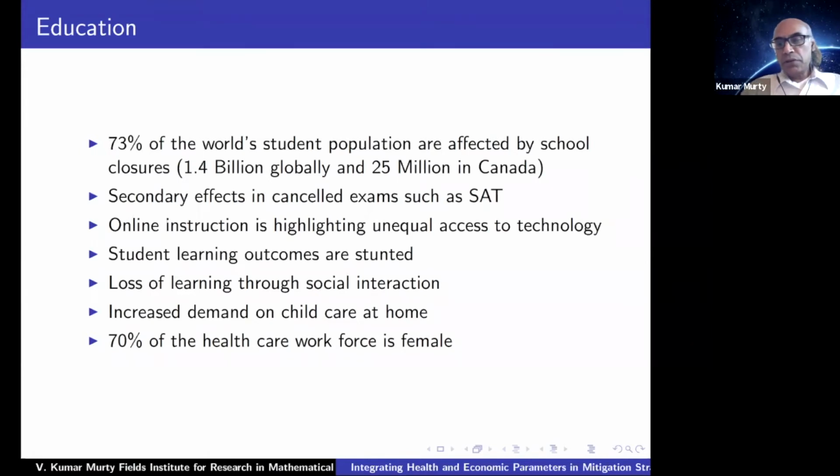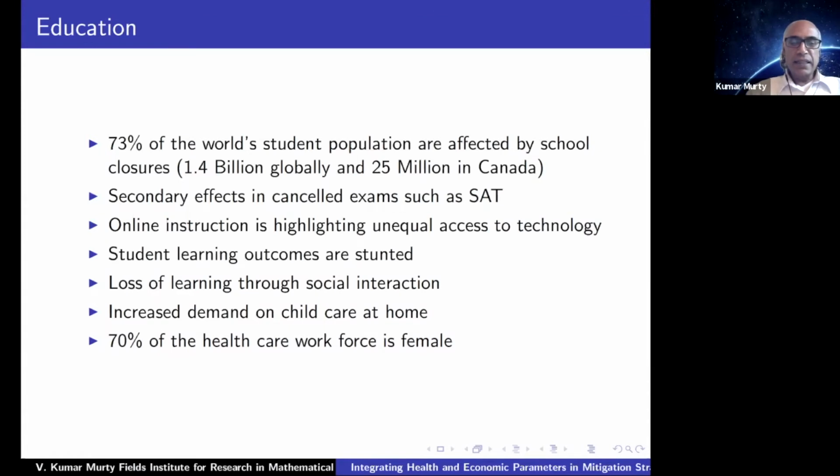And then the whole issue is, what are the actual learning outcomes that students are experiencing? Preliminary studies suggest that there is a certain stunting or abbreviation of student learning outcomes. Then there is the whole issue of what you learn outside of classrooms, so social interaction. All of that is missing. Then there is the question of who takes care of the children if they're not at school. So there's a demand on child care at home. And here's an interesting extreme statistic.